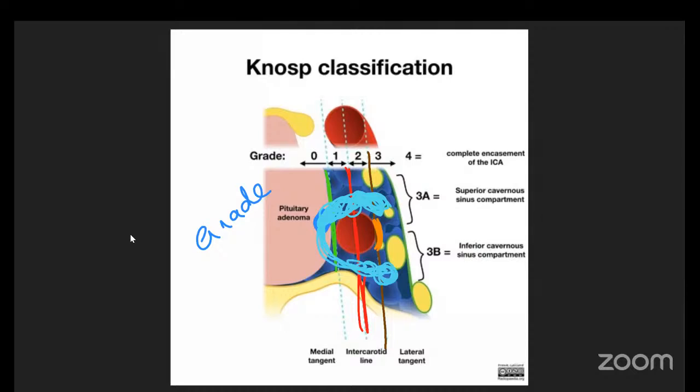Yes. Grade 0 is medial to the medial tangent line. Grade 1 is medial to the intercarotid line. Grade 2 is medial to the lateral tangent line. When we talk about grade 3, there is involvement of the cavernous sinus. If it is the superior component of the cavernous sinus, then it is 3A. If it is the inferior component of the cavernous sinus, then it is 3B. Okay? What do I mean when I say that it's grade 4 Knosp?